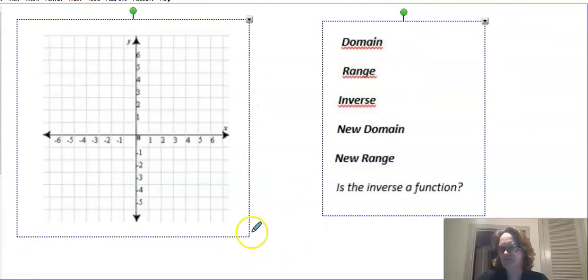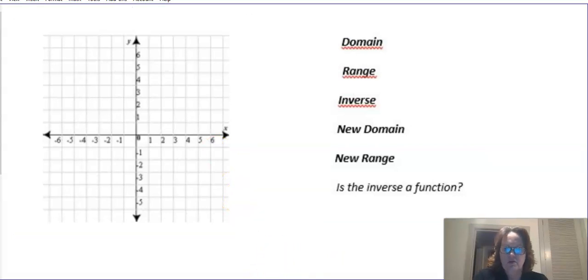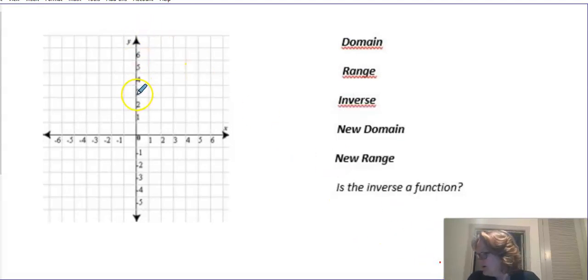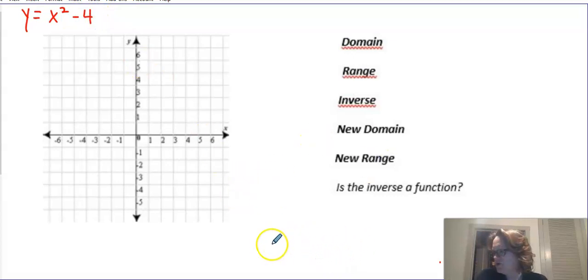Okay, next one. Okay, so in red, I'm doing the original. So it will be y equals x squared minus 4. Okay, so let's do that one first.